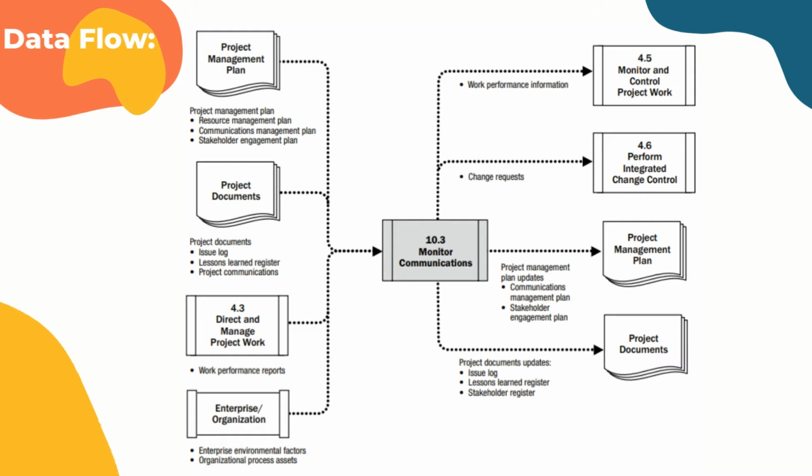Data flow. The main inputs of this process are project management plan, project documents, direct and manage project work, and enterprise environmental factors. And outputs are monitor and control project work, perform integrated change control, project management plan, and project documents, as shown in the data flow diagram.